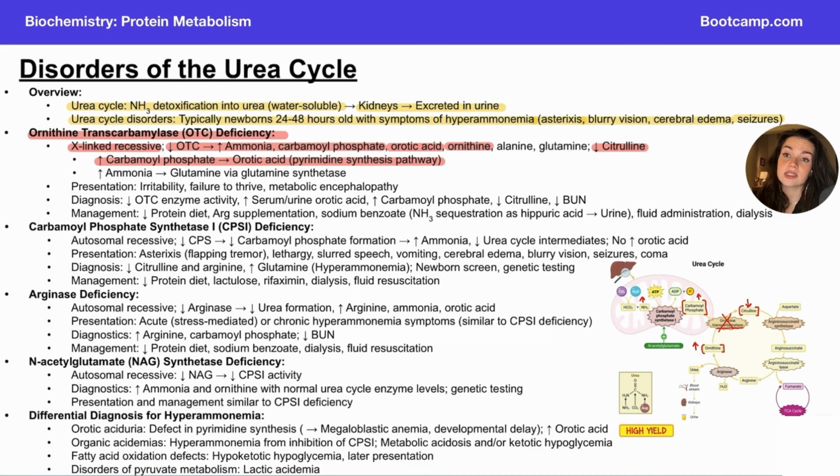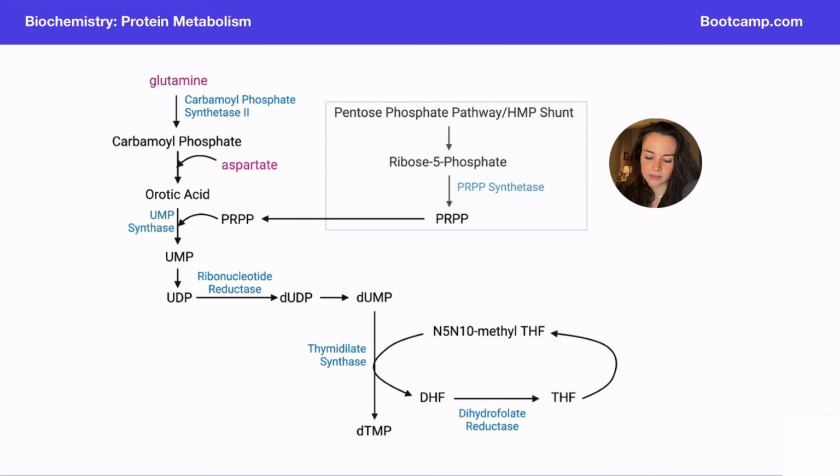Orotic acid is actually something that is covered in the genetics unit. It's part of the pyrimidine synthesis pathway. Here is our pyrimidine synthesis pathway. And as you can see, carbamoyl phosphate is a part of this pathway as well as a part of the urea cycle. In OTC deficiency, remember we have a buildup of carbamoyl phosphate. All that carbamoyl phosphate from the malfunctioning urea cycle is going to feed into this pyrimidine synthesis pathway. And that carbamoyl phosphate will turn into orotic acid. So that'll also be elevated in this disorder.